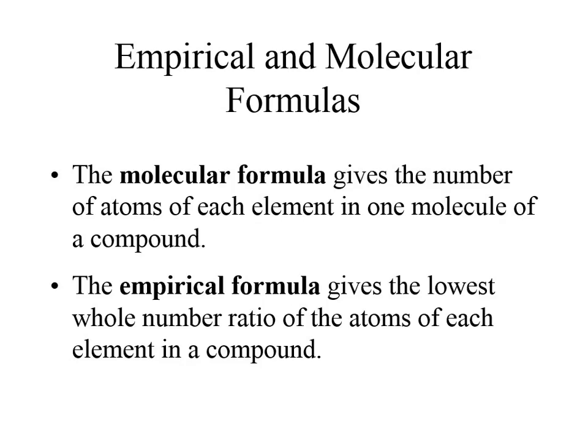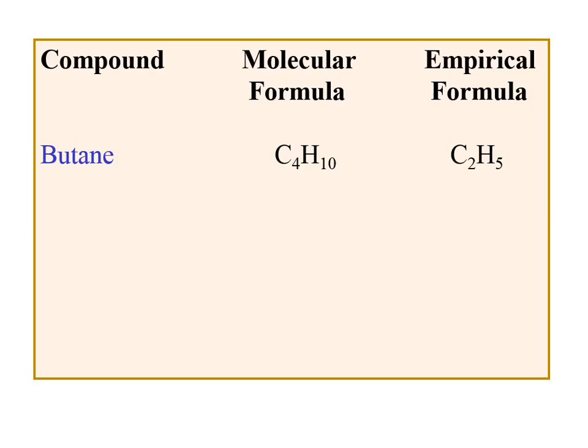So it looks like this. If we pick on butane, notice that the numbers 4 and 10, the subscripts of carbon and hydrogen, I can divide by 2 and get another set of whole numbers. So if I divide 4 by 2, I get 2. If I divide 10 by 2, I get 5.